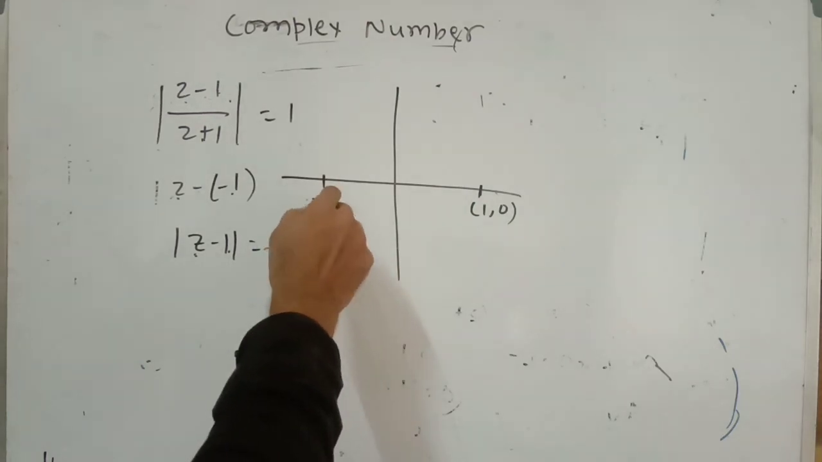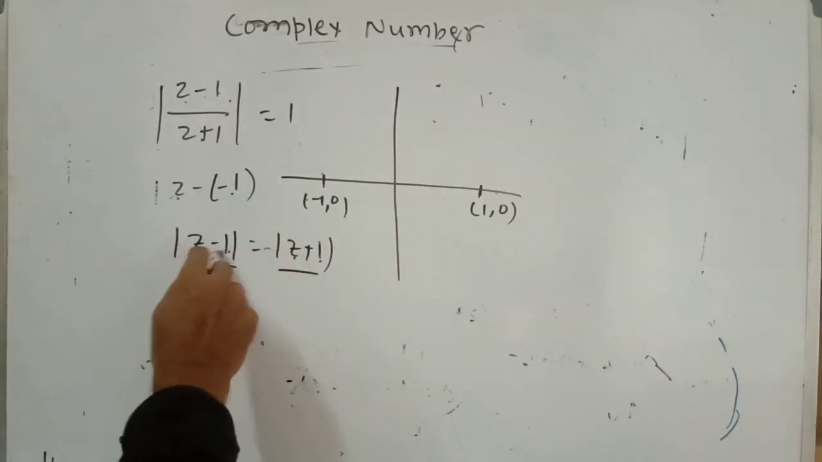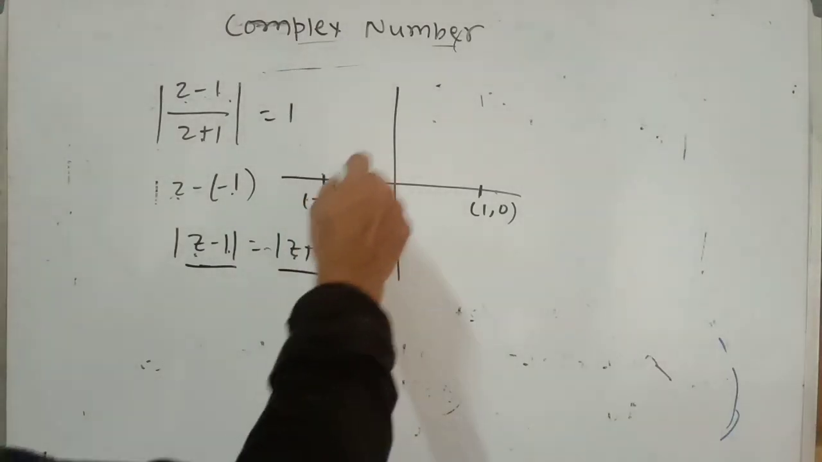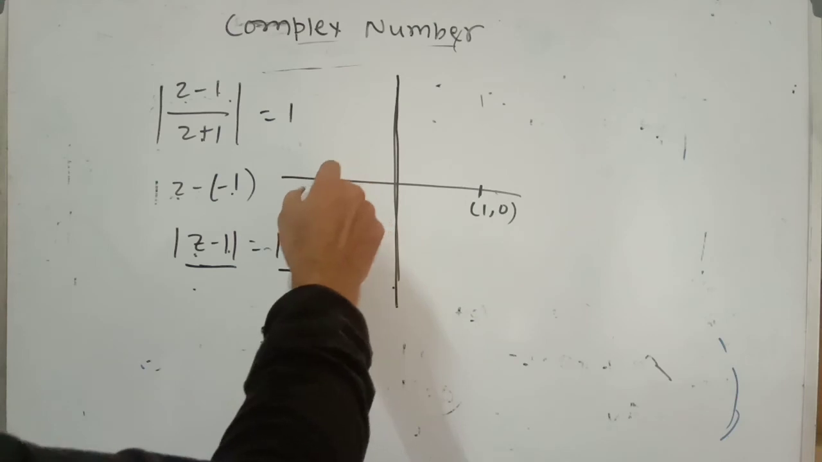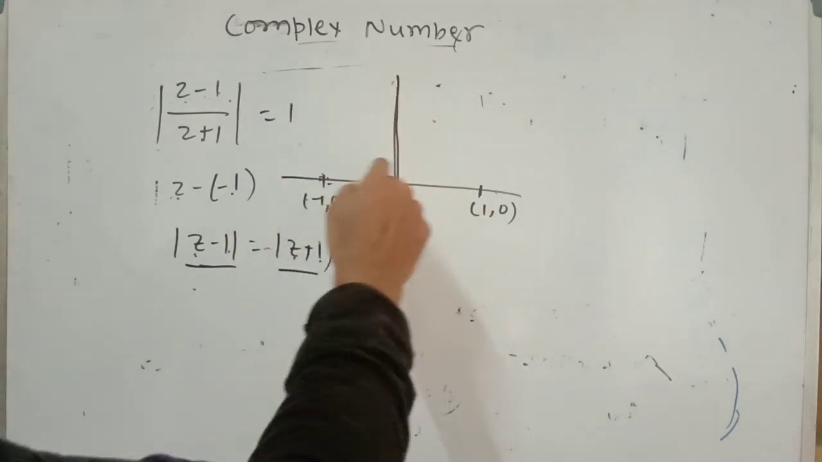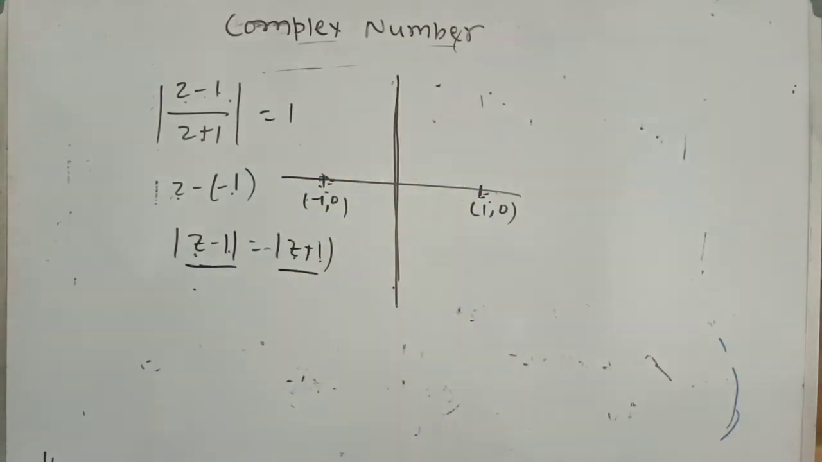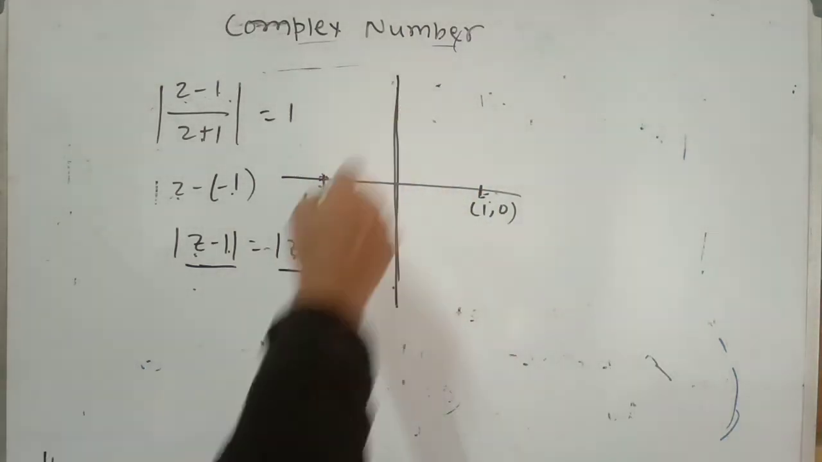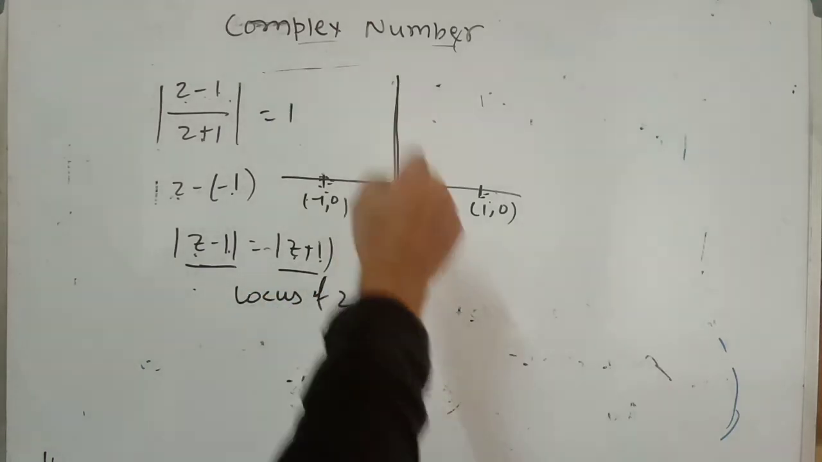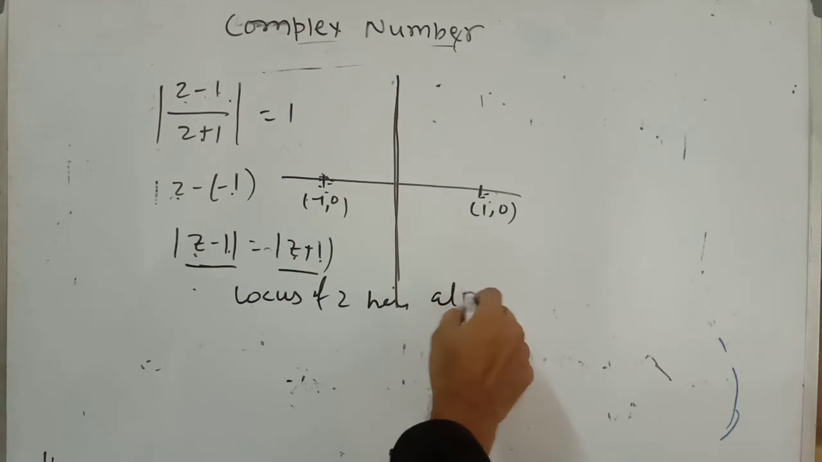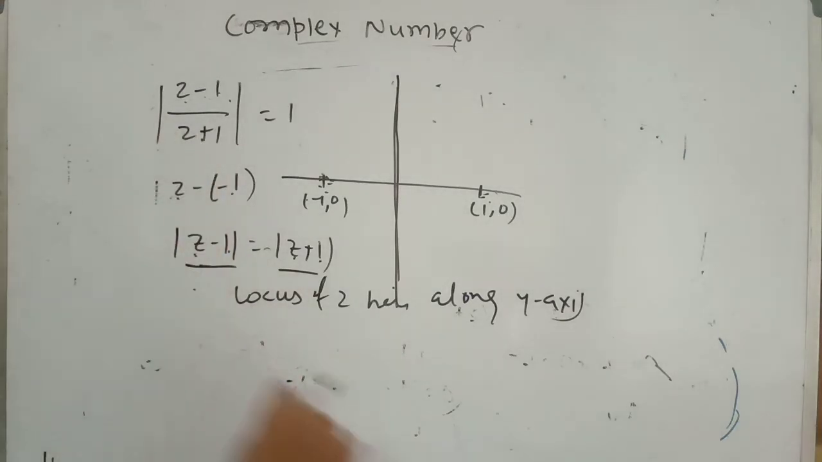So here we can take the point minus 1 0. The distance is always constant; the distances from minus 1 and plus 1 are the same. So that means the locus of z is what? It is the y-axis. That means this locus of z lies on the perpendicular bisector of the line joining minus 1 0 to 1 0. So the locus of z here is along the y-axis.